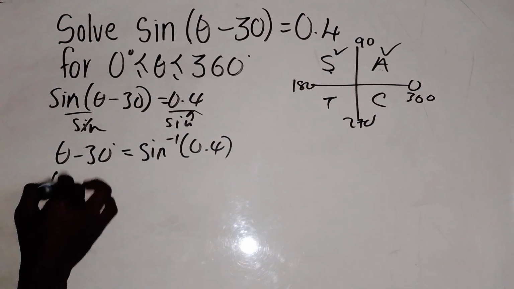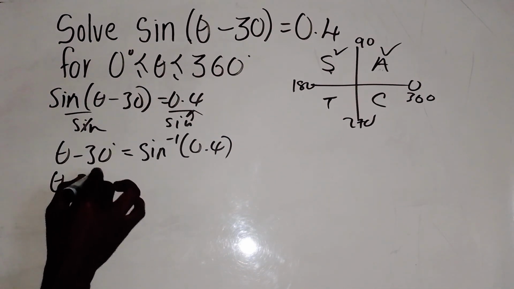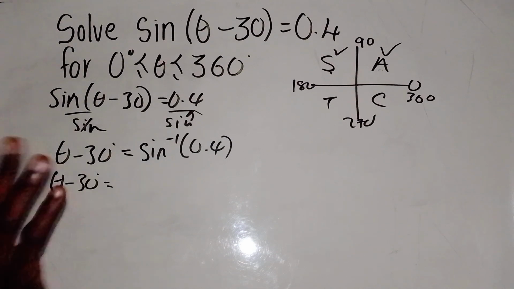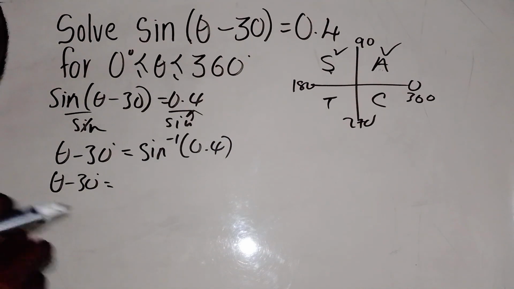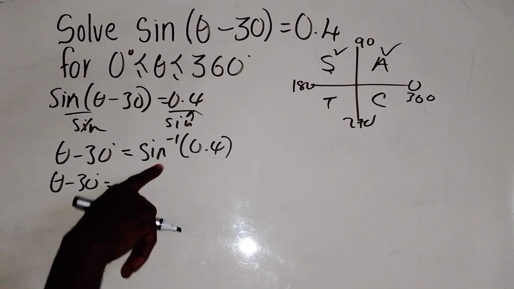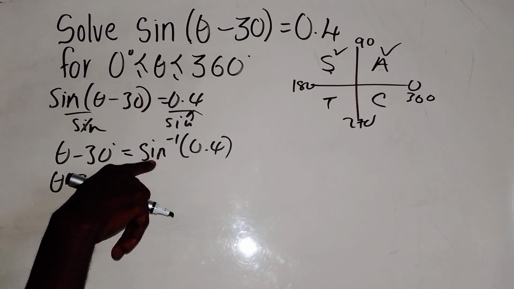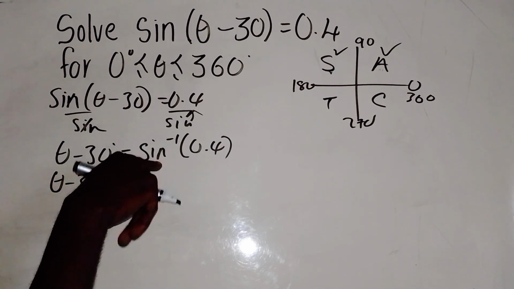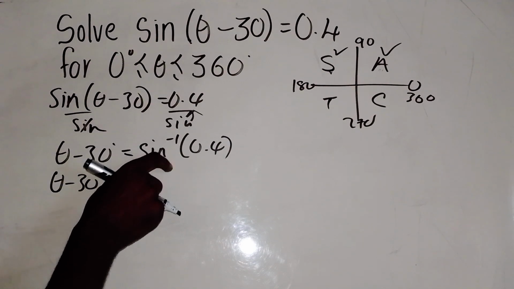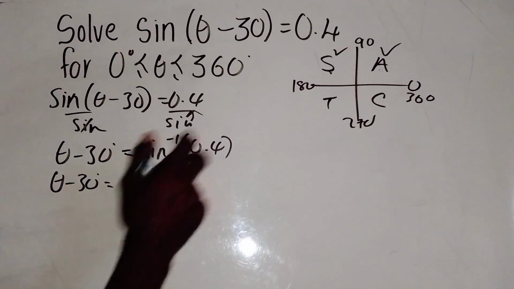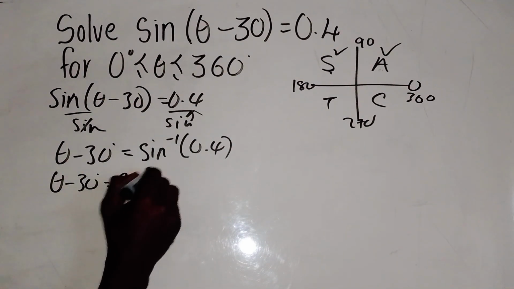So now it is theta minus 30 degree equal to, so you press on your calculator, you say shift, and then sine, then it's going to bring the inverse of sine. So once you press sine to the power negative 1 and it appears, then you press 0.4, and you're going to get 24.